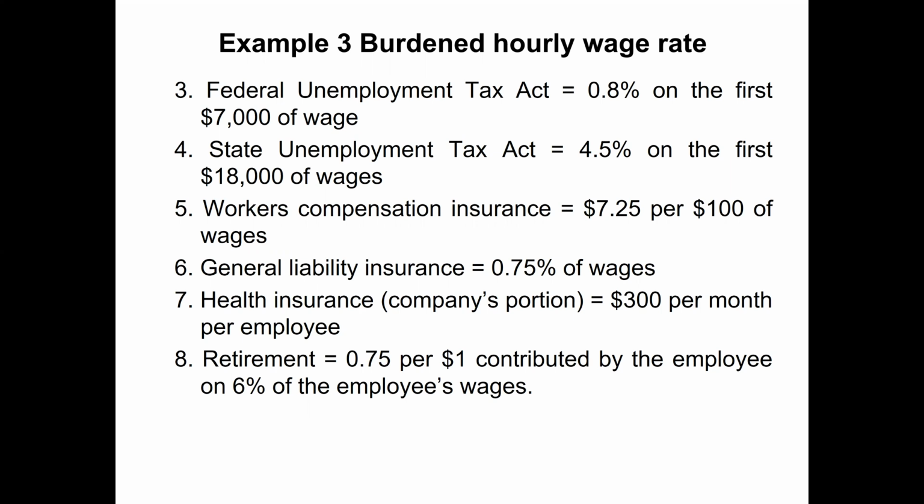Then workers' compensation is $7.25 per $100 of all the wages, so it's like 7.25% of all the wages. General liability insurance: the company pays 0.75% of the wages. The health insurance company portion is $300 per month per employee. For the retirement, the company pays $0.50 per $1 contributed by the employee on 6% of the employee's wages. So all this data is given.